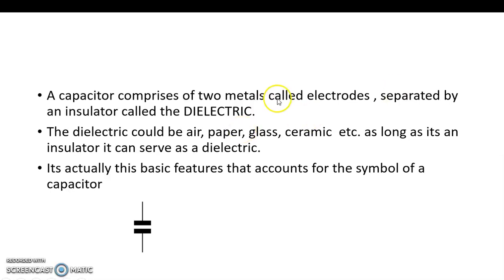If you look at the symbol closely, you will see that it's like two bars placed together, separated by a distance between them. So this first black mark represents the first electrode, while the second black mark represents the second electrode. The gap in between them represents the insulator. Now in this symbol, it will look as if it is air that is separating the two plates.